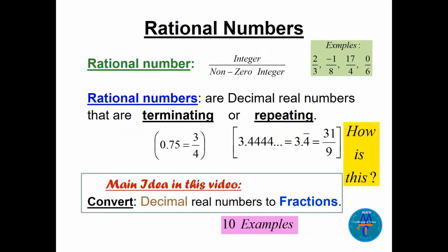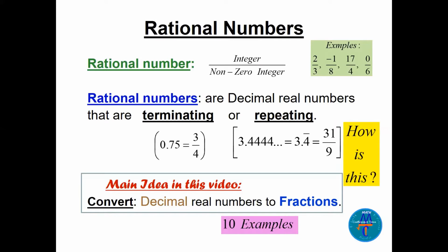Just a little definition about rational numbers. This is the main idea here, the rational numbers. A rational number is an integer divided by a non-zero integer. Some examples I presented here: 2 over 3, minus 1 over 8, 17 over 4, 0 over 6, 1 over 9. So, an integer divided by a non-zero integer. This is a rational number, a fraction.